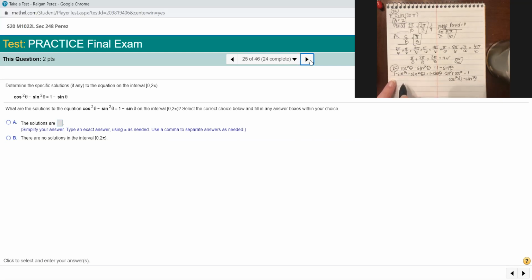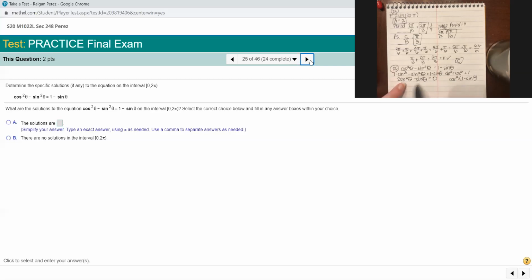Okay, so then I have moving everything over. I'm going to go on this side, so these will be positive. So this is negative 2. If I move it over here, that's going to become positive 2 sine squared theta. I've got this negative sine theta. And then 1 minus 1 is 0.